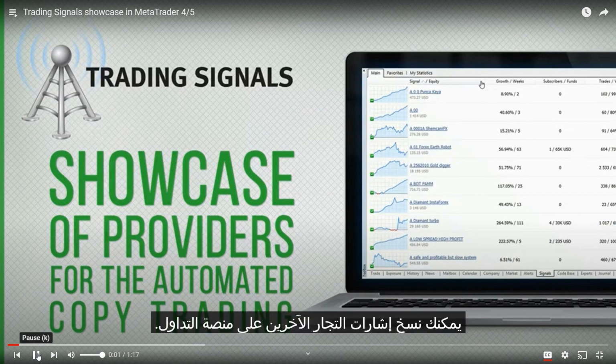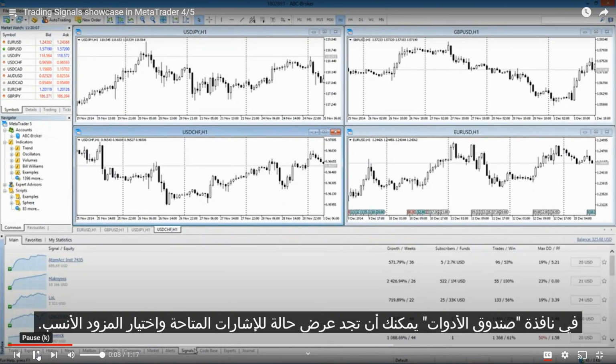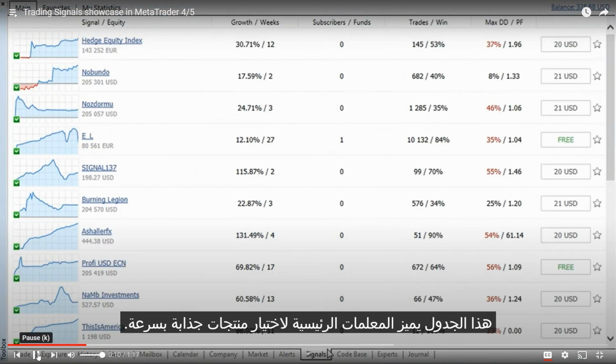You can copy other traders' signals on the trading platform. In the toolbox window, you can find a showcase of available signals and select the most suitable signal provider. This table features the main parameters to quickly select attractive products.